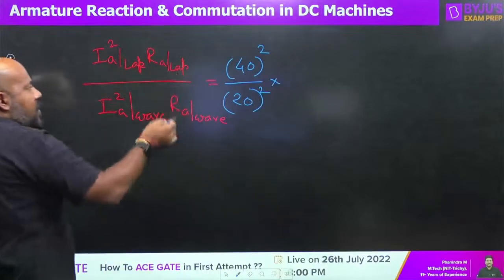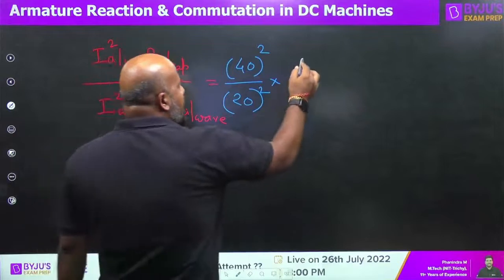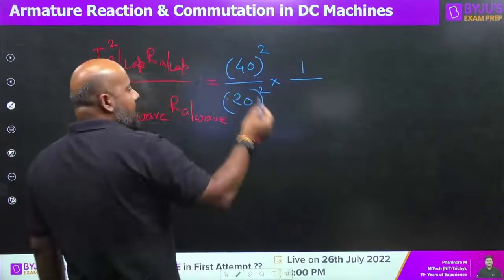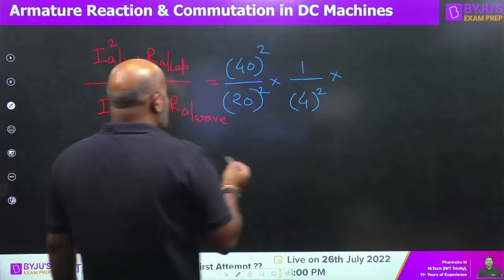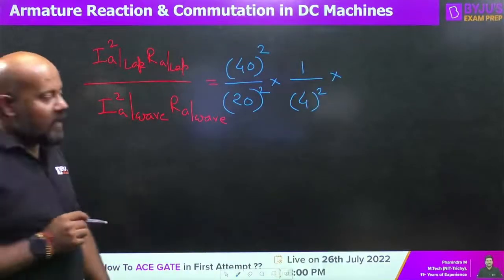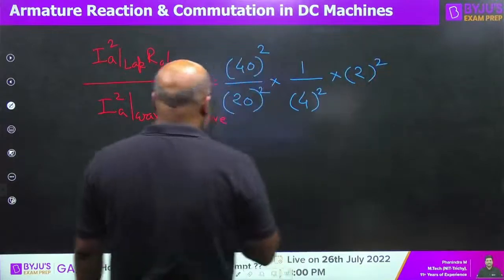multiplied by, what is the ratio of R_A lap and R_A wave? It is going to be 1 upon the number of parallel paths for the lap winding, square, and the number of parallel paths for the wave winding, that is 2. So this is going to be 2 square.